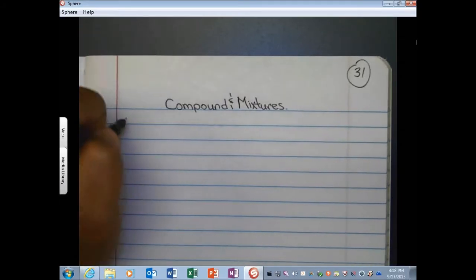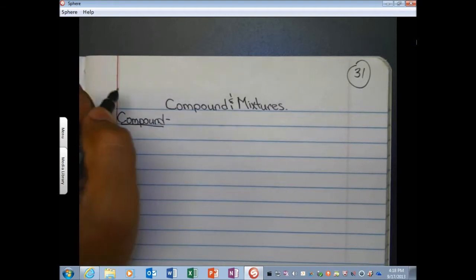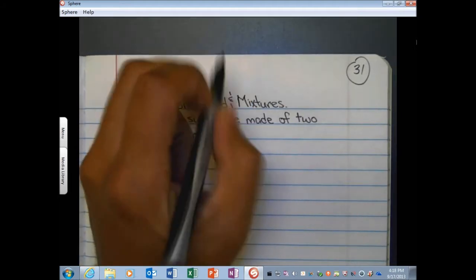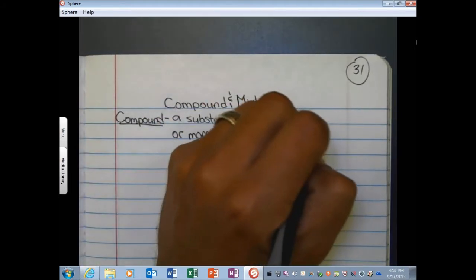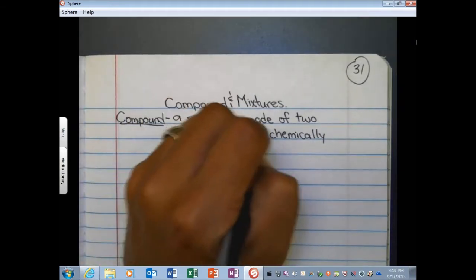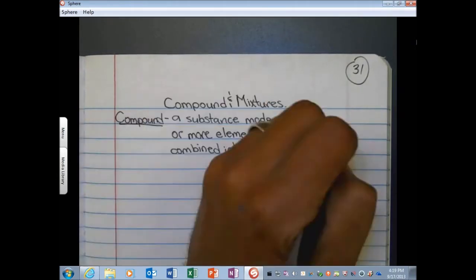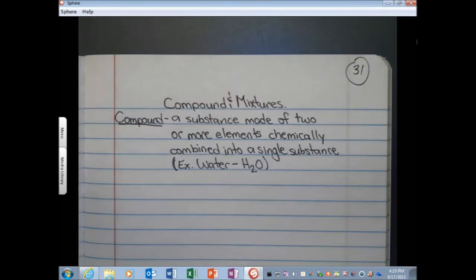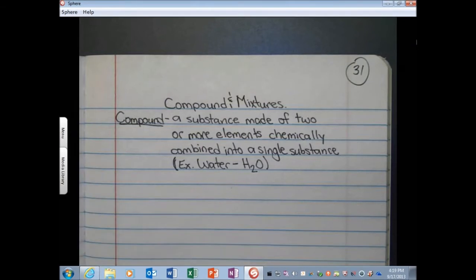So we're going to go ahead and take some notes on page 31 of our notebook. It should be on the right hand side, and we'll title it Compound and Mixtures. Now we haven't really talked about mixtures much, but we're going to define the difference between the two here. So the first definition will be compound. A compound is a substance made of two or more elements chemically combined into a single substance. So for example, water would be this, as we see with the example of H2O. So we have two different chemicals combined to make one.